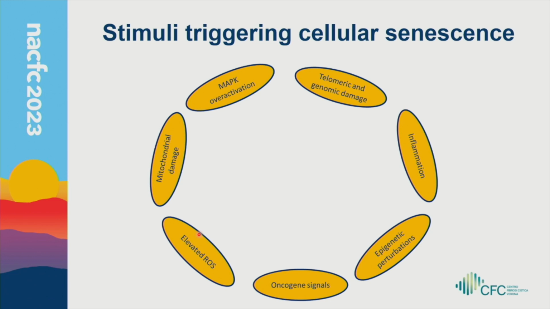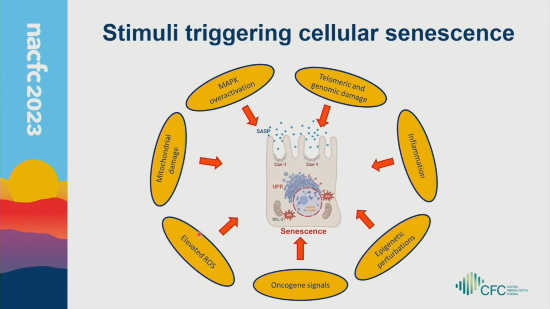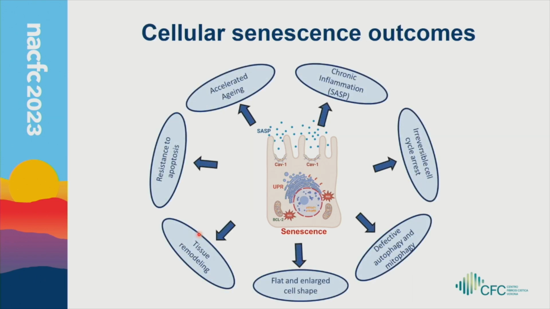Different stimuli can trigger cellular senescence, including epigenetic perturbations, oncogene signals, including PTEN, which is quite relevant in cystic fibrosis, elevated reactive oxygen species, mitochondrial damage, MAP kinases overactivation, and DNA damage. And this turns into irreversible cell cycle arrest, defective autophagy and mitophagy, flattened and enlarged cell shape, so remodeling of tissues and cells, resistance to apoptosis, and accelerated aging. And most importantly, a chronic inflammation described as senescence-associated secretory phenotype. If you look at these triggering signals or outcomes, most of these issues are found in cystic fibrosis.